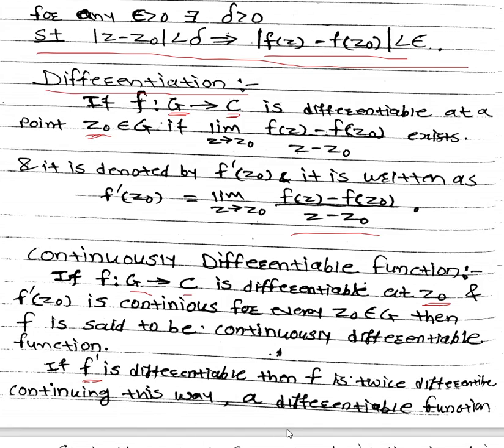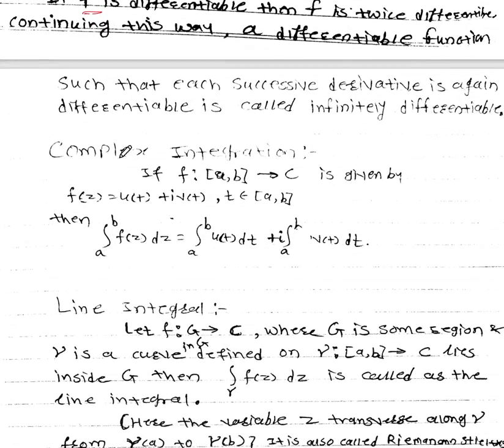Continuing in this way, a differentiable function such that each successive derivative is again differentiable is called infinitely differentiable. If you take the derivative again and again and again, that function is called a continuously infinitely differentiable function.